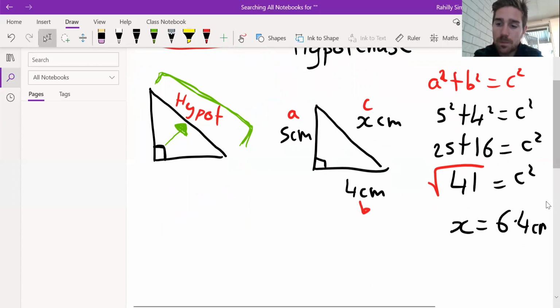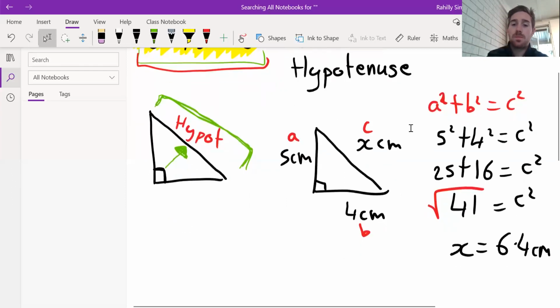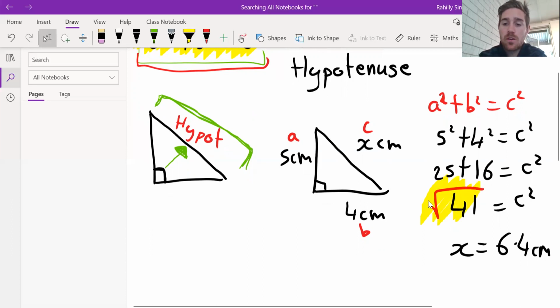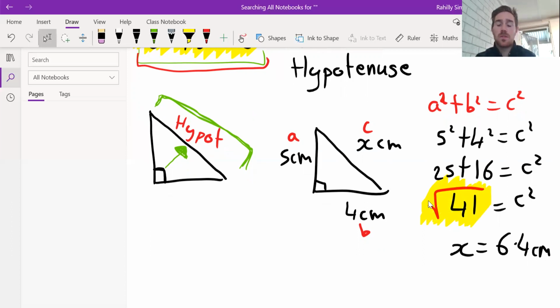centimeters. Okay, all you guys need to do is plug your values into the formula to find the hypotenuse. All right, a squared plus b squared equals c squared. What you need to remember is once you've got the answer of the a squared plus b squared, like we did here, we got 41, you have to find the square root of that answer. Okay, that is the final step you need to do, find the square root, and that gives you your answer.